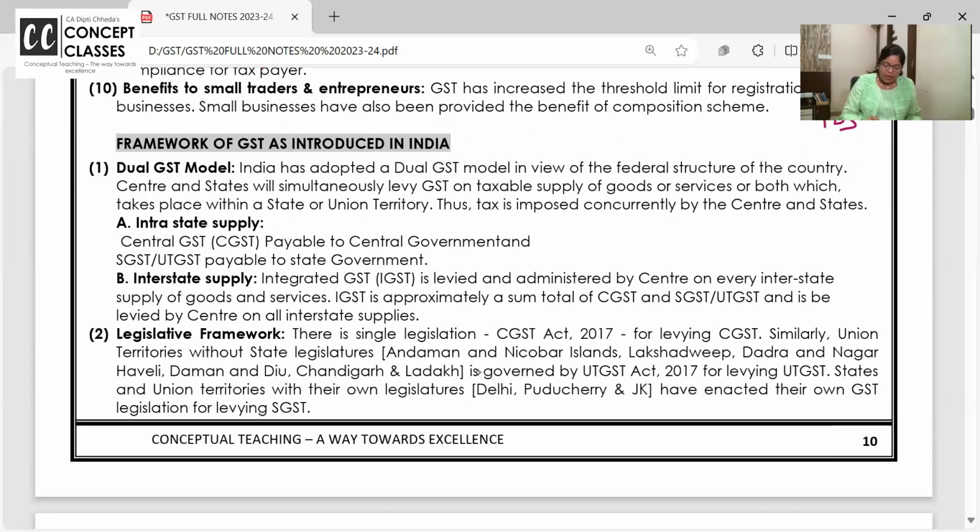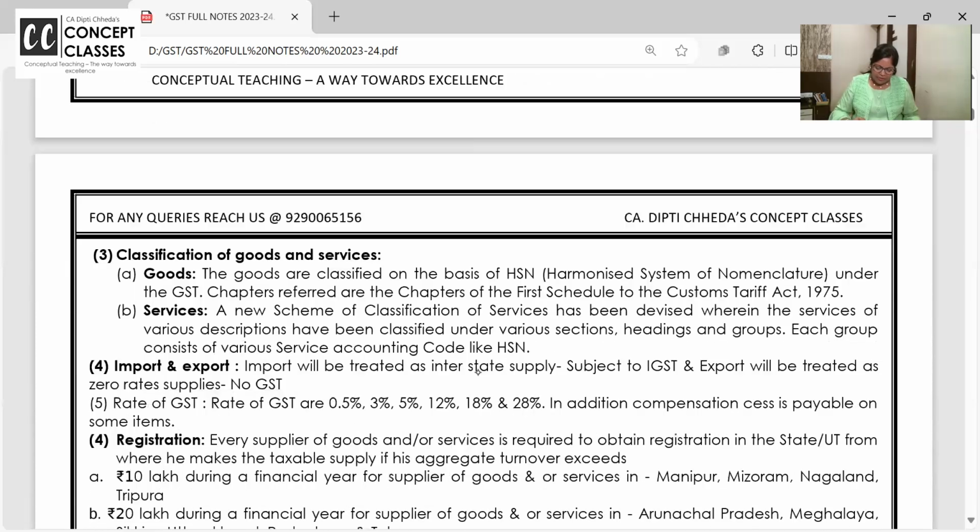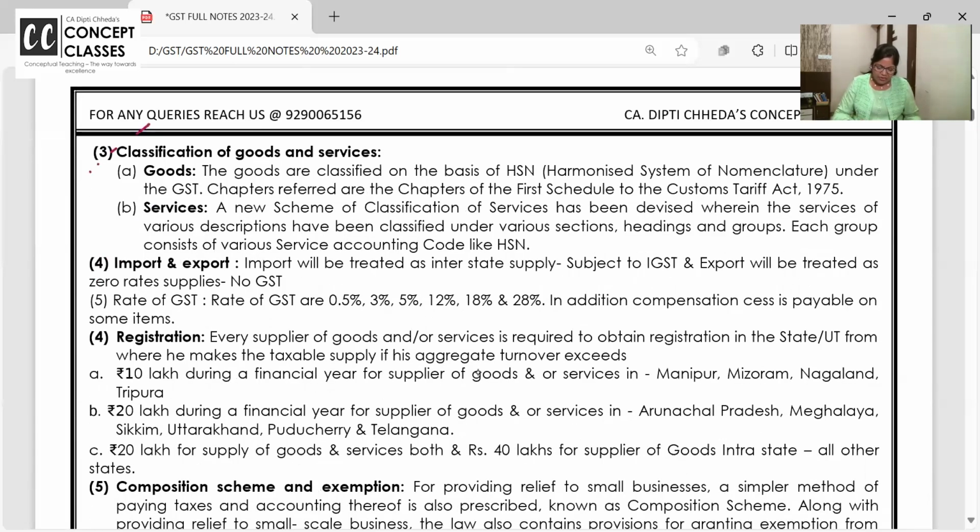It's a dual GST model. Dual GST model means, if it is intrastate, then CGST will go to the government, and SGST or UTGST will go to the state equally, right? State and center both need money. Now, if it is an interstate supply, IGST is levied and administered by the center. IGST is approximately the same sum total, but later on they will give a part to the state. Which state? The destination, the buying state. I think this part we can skip now because classification and all is right.